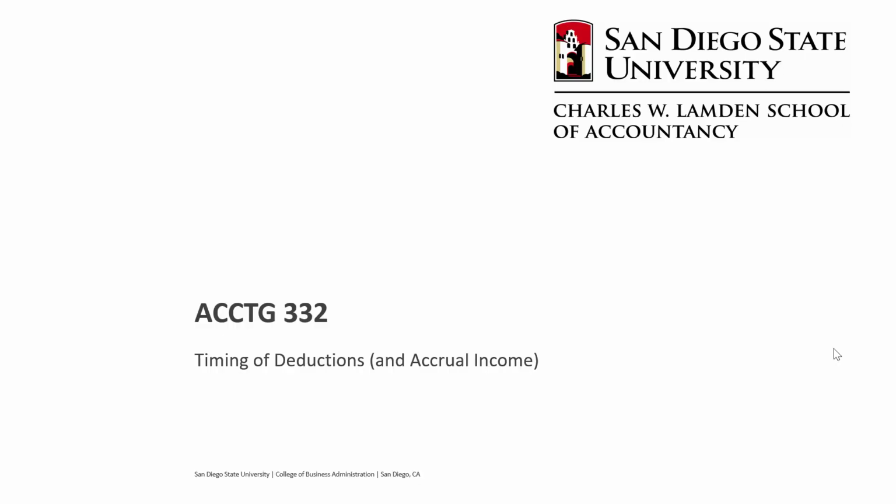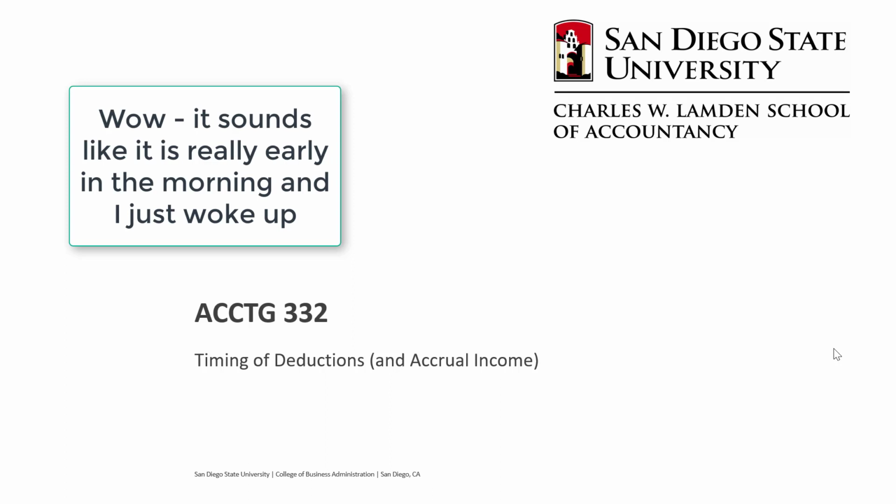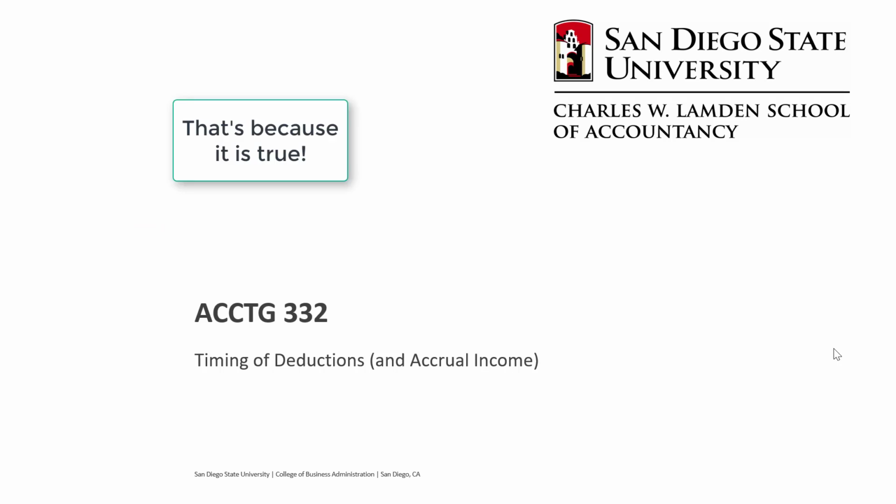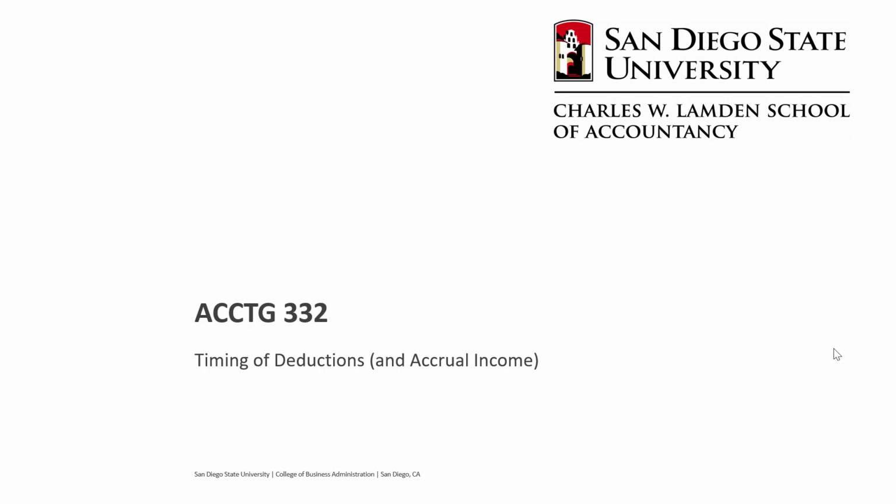Welcome to video 9D. So briefly, in chapter 5, we covered the timing of income for a cash basis taxpayer. We're basically going to finish out that conceptual area, so when to recognize income or deductions. In this video, we talk about the timing of deductions, and we talk about accrual income. Okay, this has the potential to be a long one, so let's get going.